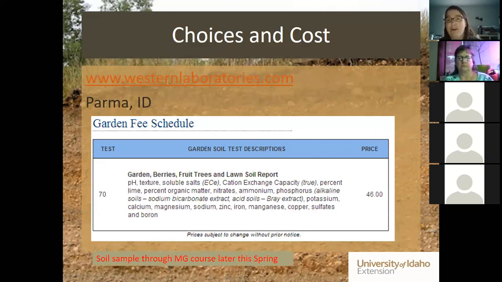But if you're not part of Master Gardeners or in the off season, this is our local choice for a soils lab. U of I does do soil testing on a limited level, but they're at the same cost plus shipping. So that makes it not a more economical choice, and they're a little bit slower. Usually Western Labs will have results back to you in that 24 to 36 hour time period. So they're pretty fast, even though they're a little expensive.